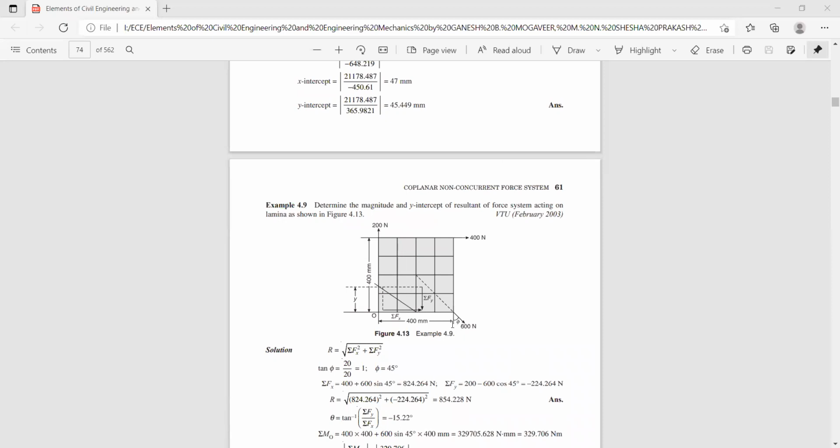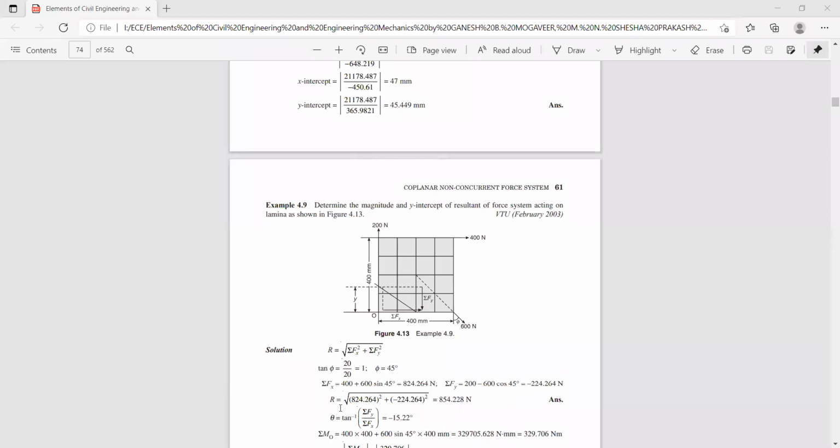Here he has resolved with respect to the y-axis. Either x-axis or y-axis, because both are 45 degrees. So he has resolved with respect to the y-axis, or else directly you can take 400 plus 600 cos 45. This angle is also 45 degrees, and this angle is also 45 degrees. So sigma Fy is 200 acting in the upward direction minus 600 sine 45. So these are the values of sigma Fx and sigma Fy.